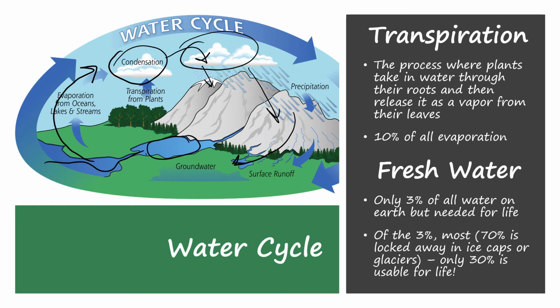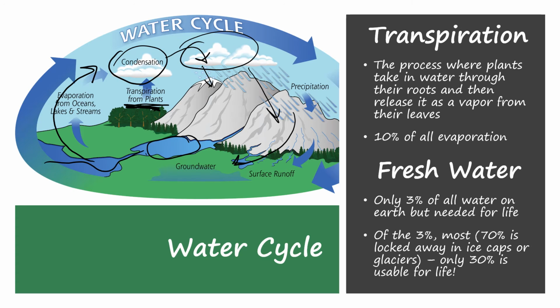Now, there's one thing that you probably didn't learn before, and that's called transpiration from plants. This is the process where plants take in water through their roots and then release that water as a vapor from their leaves. They use that water for photosynthesis, and when they're done with it, they release it back into the air. Now, 10% of all of the evaporated water comes from transpiration of plants. The other 90% comes from the oceans and the lakes and the streams.